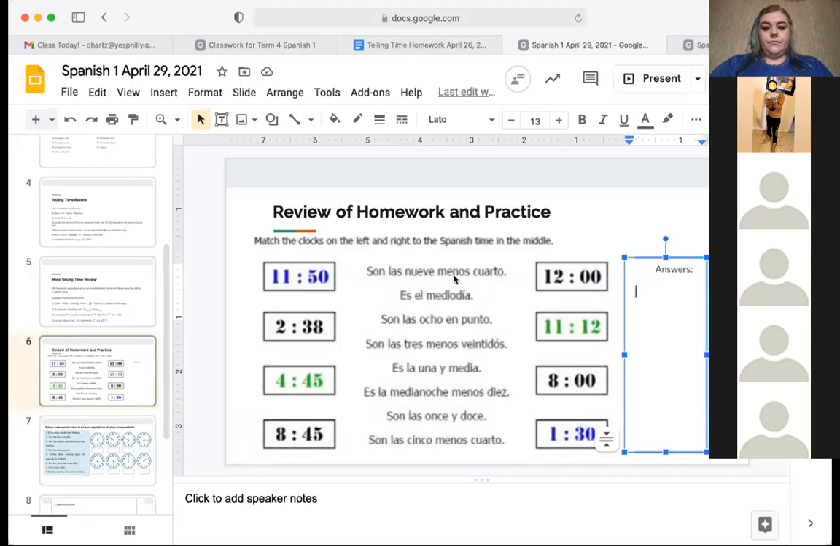I'm sorry, I couldn't hear you. Say it again. So in the middle here, I'm going to read through these sentences, and we're going to decide which clock belongs to this one. So for the first one, we have son las 9 menos cuarto. So it's 9 o'clock minus a quarter hour, so minus 15 minutes. What is 9 o'clock minus 15 minutes? 8:45. Yep. So remember that actually translates to it's 9 minus a quarter hour. So 8:45. Good job.